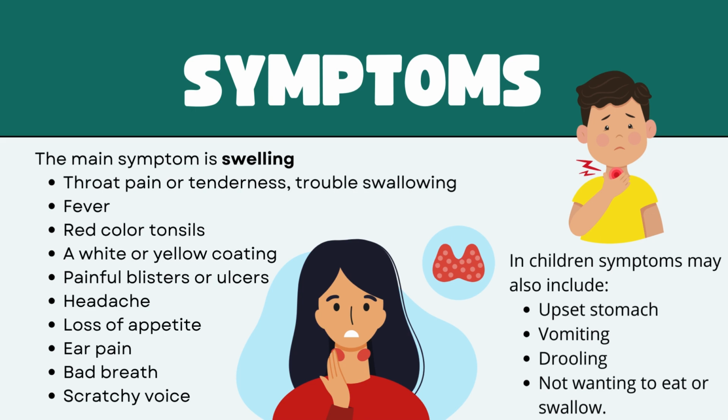Within the symptoms of tonsillitis, the main symptom will be swelling, but the person can also experience throat pain or tenderness, trouble swallowing, and fever. However, people should seek urgent care when temperature presents at 102.6 Fahrenheit or 39.2 Celsius, red tonsils, which means your tissues are irritated and do not have that normal pink color, a white or yellow coating, or painful blisters or ulcers. You can also get headaches, loss of appetite, ear pain, bad breath, a scratchy voice, and in children, symptoms may also include upset stomach, vomiting, drooling, or not wanting to eat or swallow.